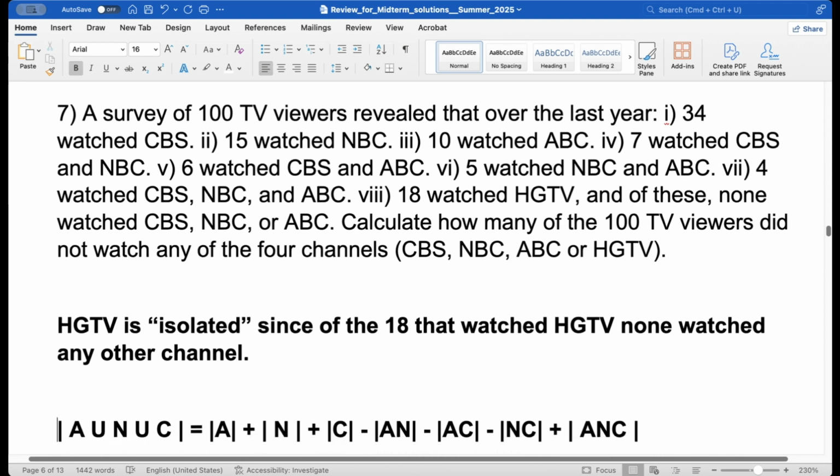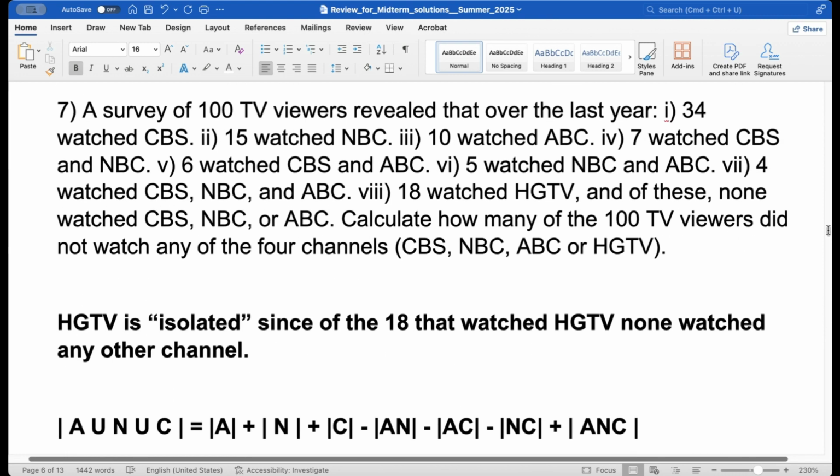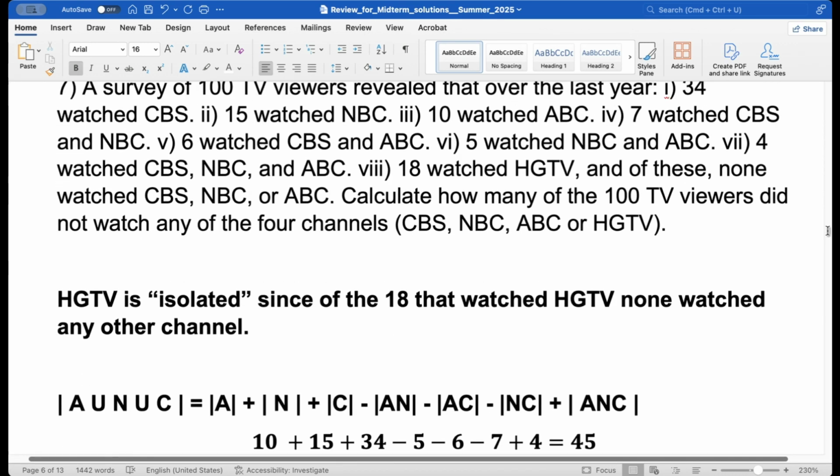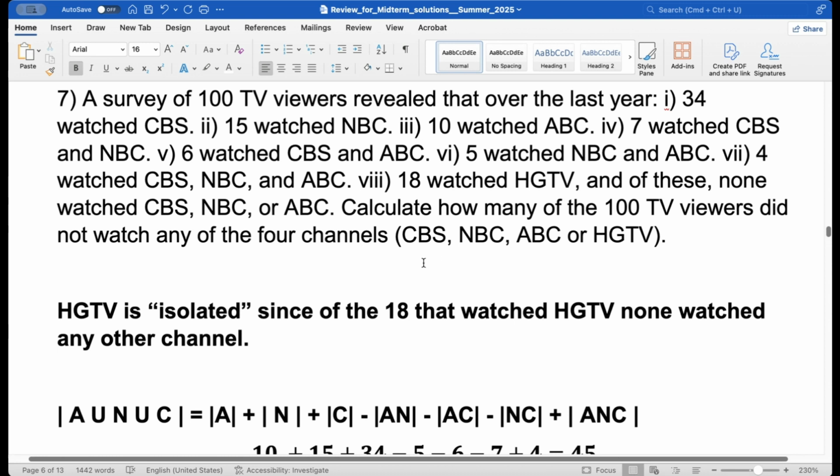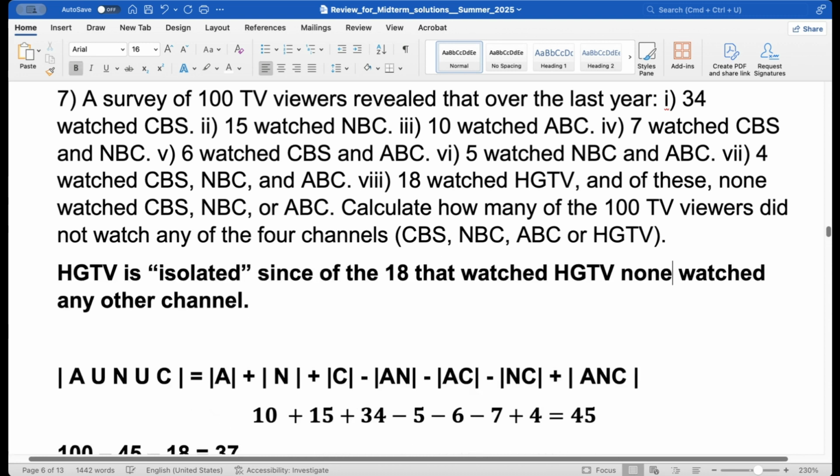It'll be up to three sets. So we have A for ABC, N for NBC, and C for CBS. Okay, so let's see what we have here. We know that 10 watched ABC, 15 watched NBC, 34 watched CBS.